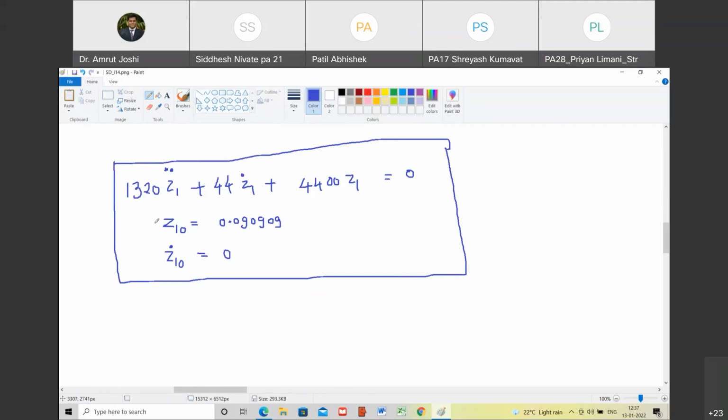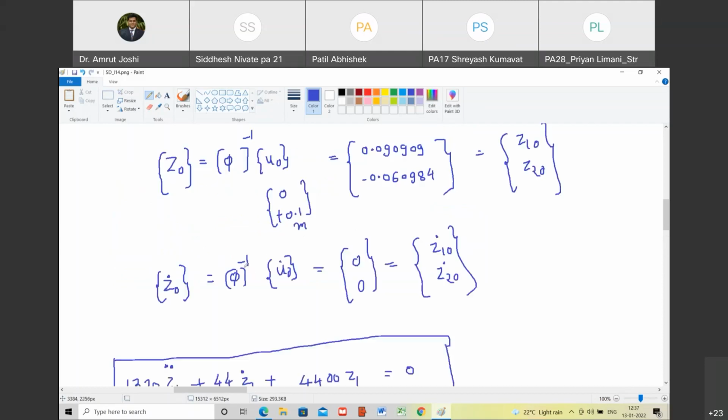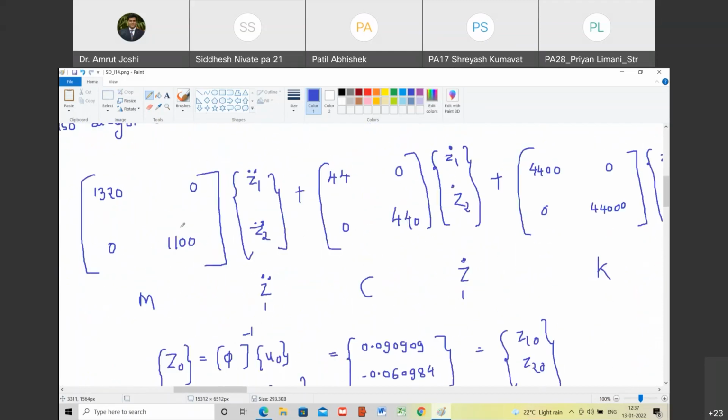Replace Z1 by U. You know 1320 U double dot plus 44 U dot plus 4400 U is equal to 0. U0 is this and U0 dot is this. You know its solution. Do you agree with me? Are you with me? Yes, sir. So what is the solution? Before we go to solution, let us write down the second equation and then we will stop for today. Solution we will do it tomorrow.